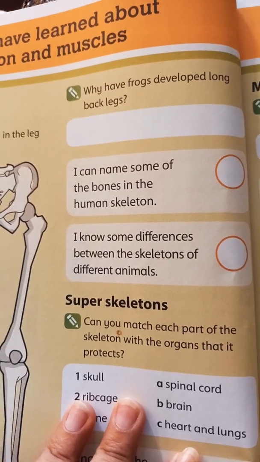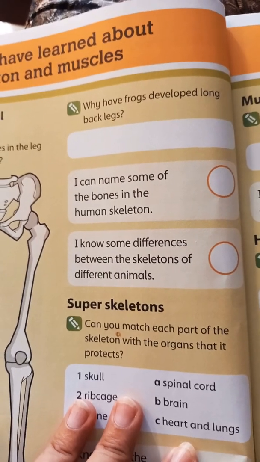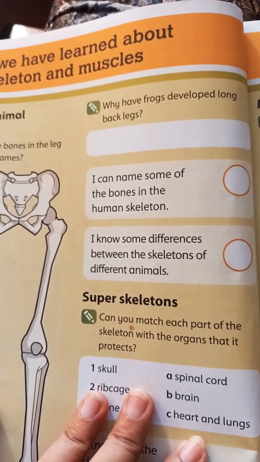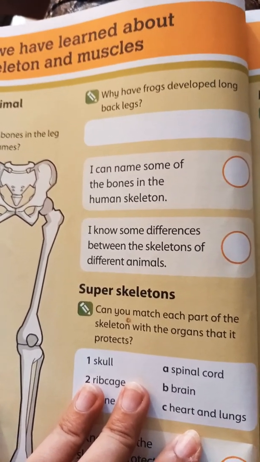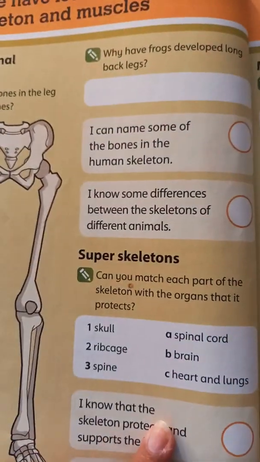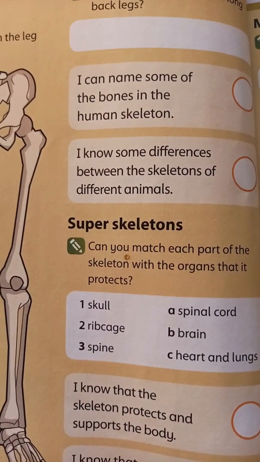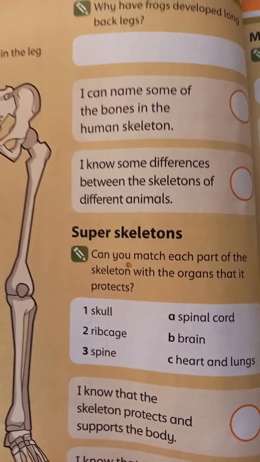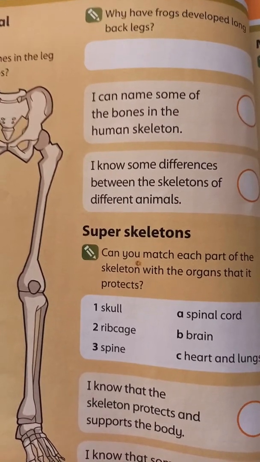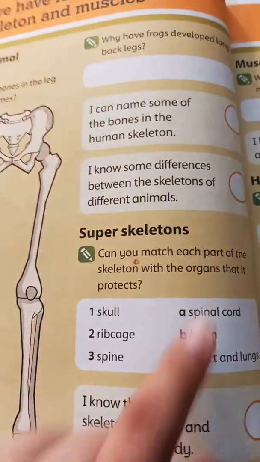Yes, I can name some of the bones in the human skeleton. Can you? I'm very sure you can, like skull, ribs, femur, radius, ulna. If you know a few bones, then you can put a tick here. Tick means that your concept is very clear. Now come down. I know some differences between the skeletons of different animals. Can you differentiate between the skeleton of a human and a cat? I have given a brief description of both skeletons, so if you know, then put a tick here.